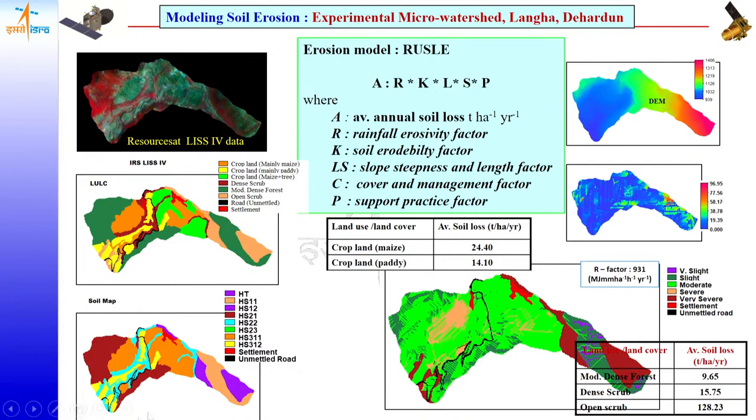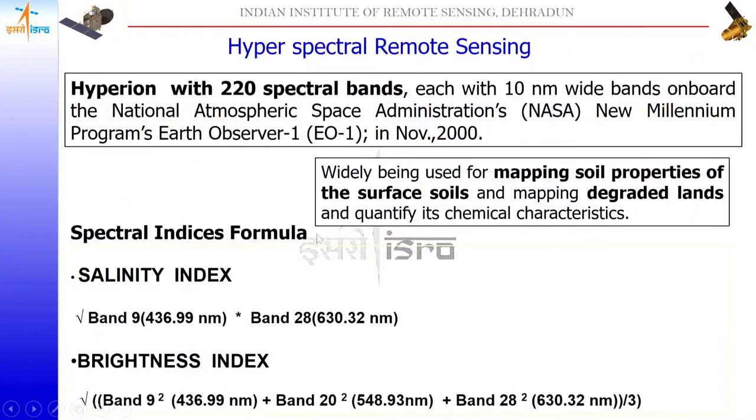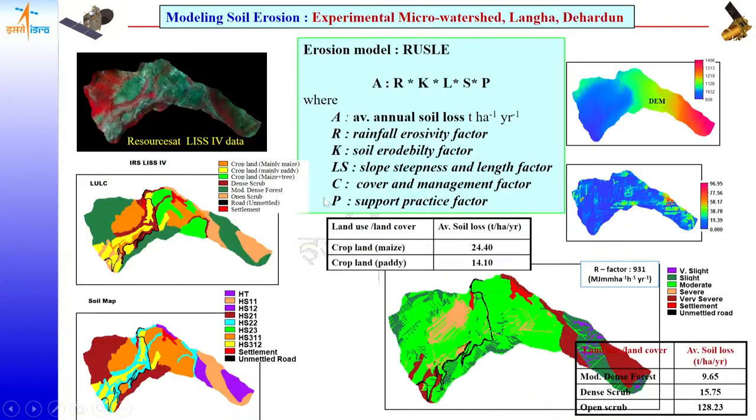In one watershed, in the previous slide what I was showing you, the erosion model, that is your RUSLE model. Here, when you prepare the land use land cover, soil map, digital elevation model, LS map, we can get not only the erosion risk area map, but we can also identify the rate of the erosion. The RUSLE model gives you quantification of erosion rates.